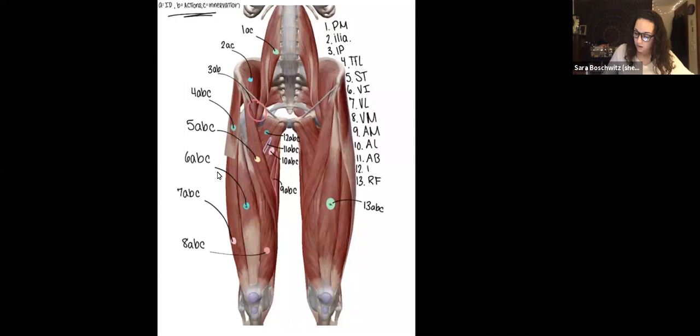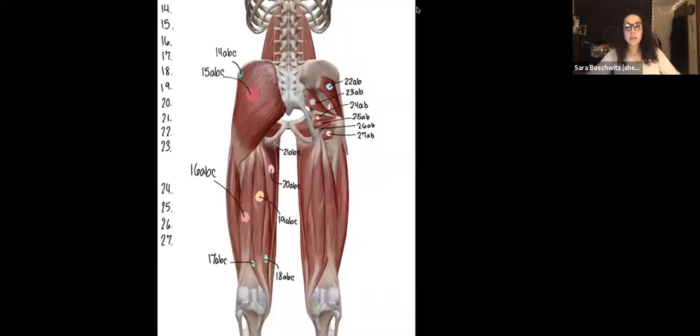And lastly, number 12 is going to be the Pectineus. And the Pectineus is going to adduct the hip and flex the hip, and is innervated by the femoral nerve. Right, so hopefully that wasn't too bad for the anterior view. If you need to go back and review anything, feel free. Otherwise, we will move on to the posterior side.